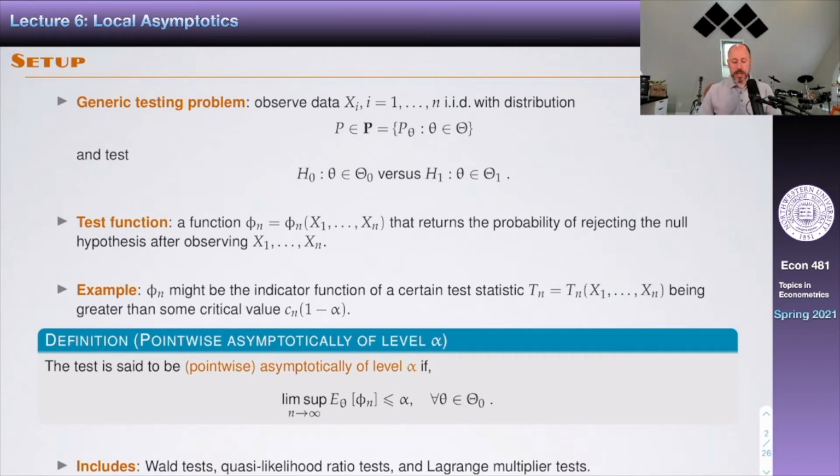The definition of pointwise asymptotically level alpha, which is the one that we actually saw in Econ 480, is that the test is pointwise asymptotic level alpha if the lim sup of the rejection probability, or the expected value of this test, does not exceed alpha for any theta in the null hypothesis. And then we know the tests that satisfy this requirement include Wald tests, quasi-likelihood ratio tests, Lagrange multiplier tests, and the like.